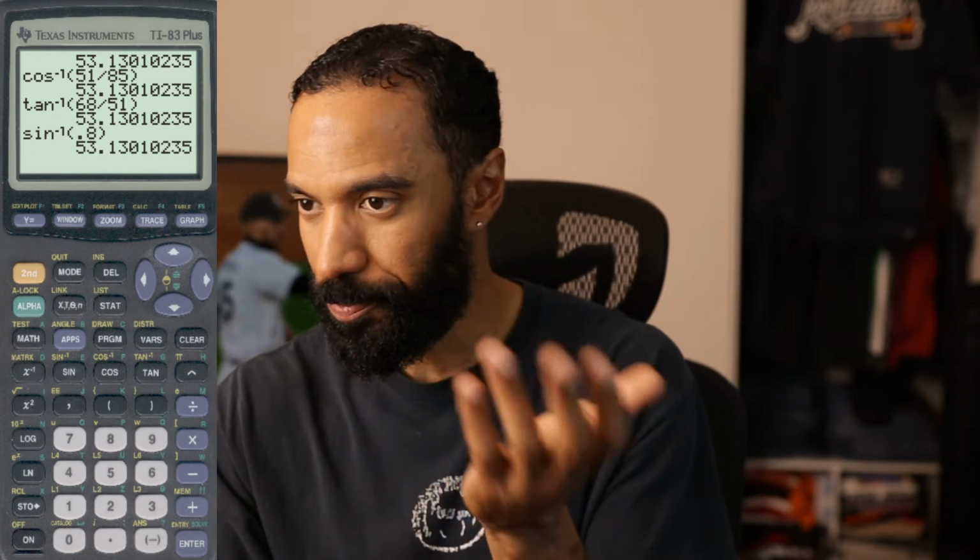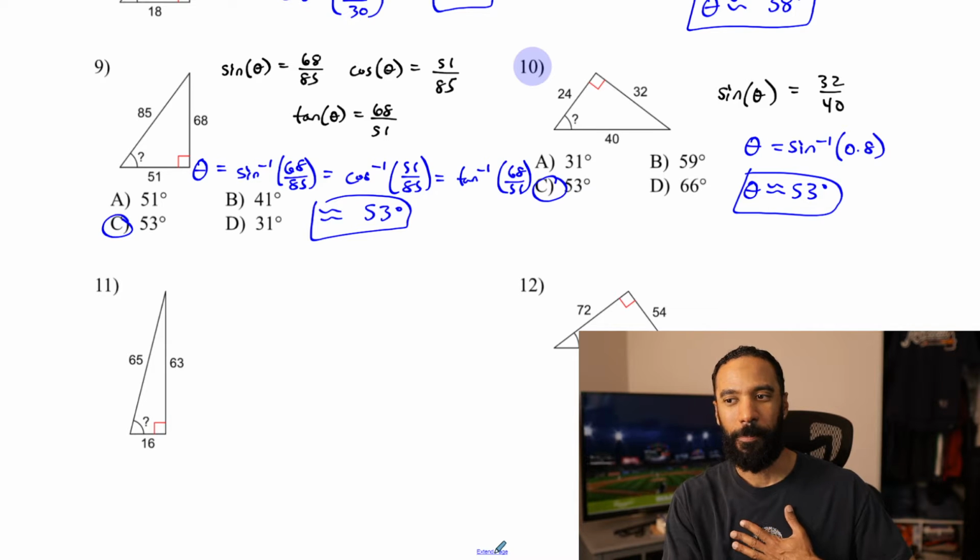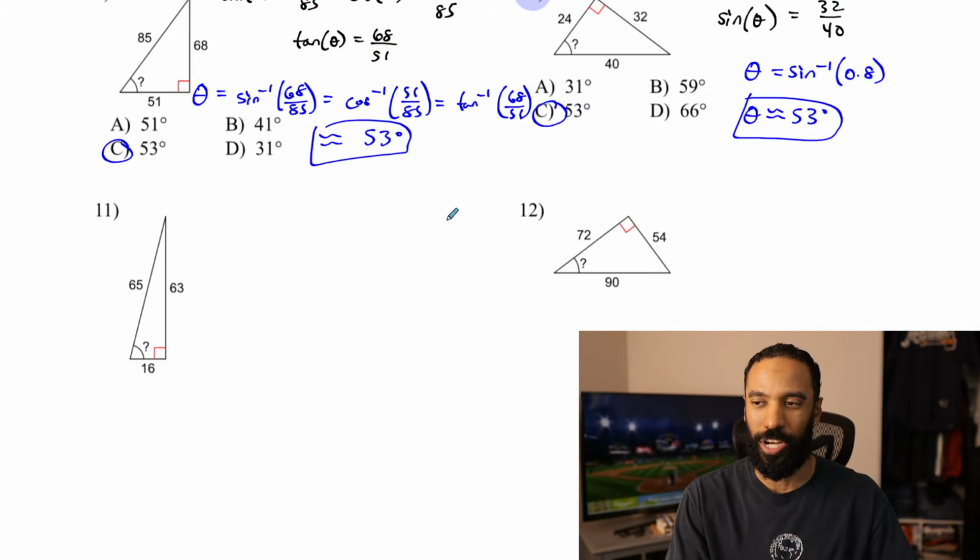Aren't they sick of that answer? It's literally, these are literally similar triangles. I didn't know that. I didn't know that these are 3, 4, 5 triangles. I didn't know that either. So, unbeknownst to myself, I don't know how, we keep getting 53 degrees, which is just amazing.